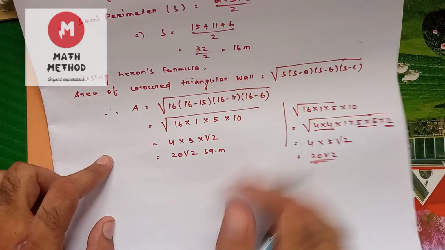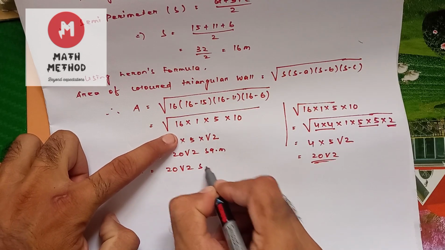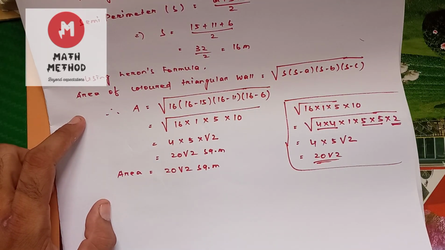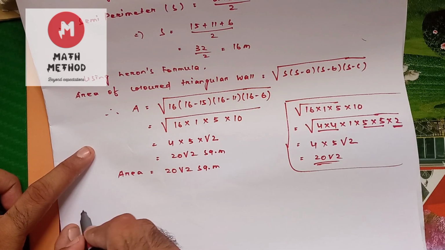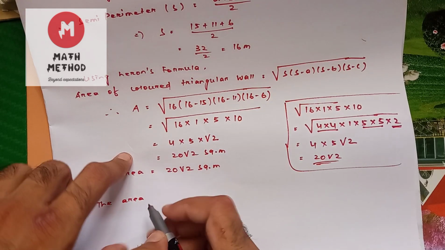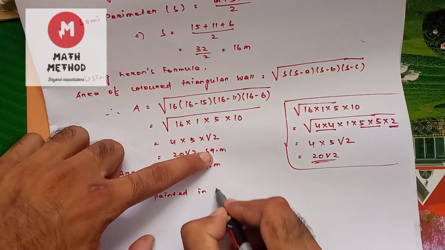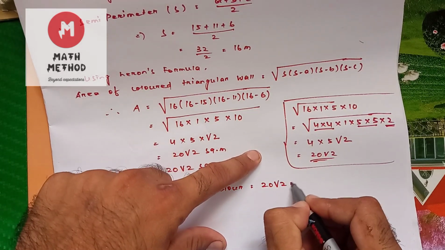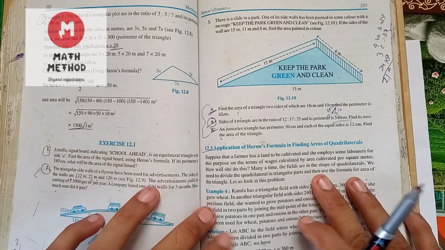This is here area is equal to 20 root 2 square meter, that is meter square. Clear? Now the question is find the area painted in color. Therefore the area painted in color is equal to 20 root 2 meter square. This is our answer. Now we will start with question number 4.